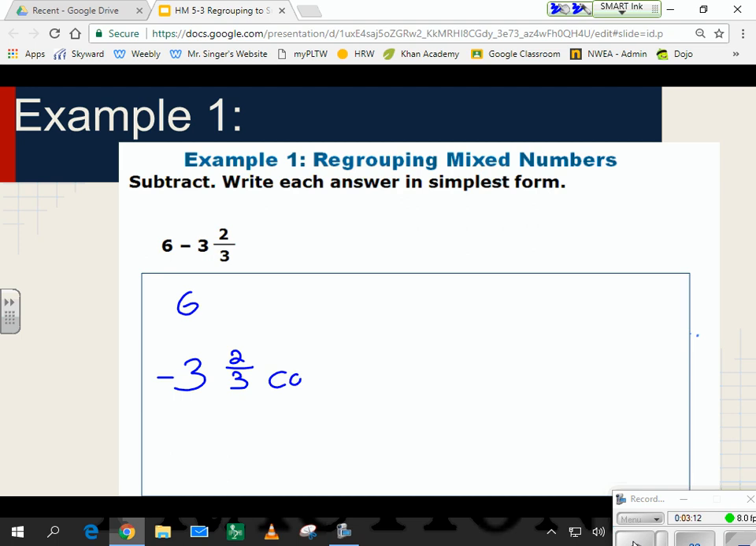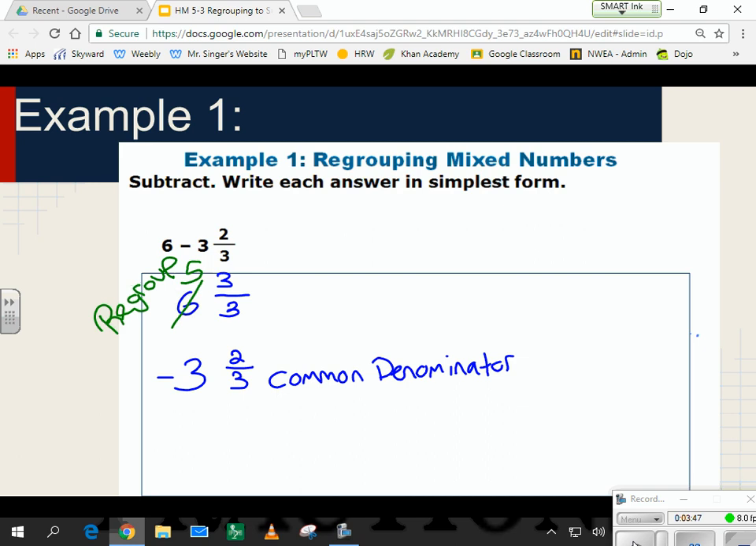Our common denominator is going to be a 3. So we're going to have to put a 3 here with the 6. So what's the best thing to do when you have a whole number is make one whole fraction. So how many thirds do we need to make one whole? That would be 3. Now, where did we get this 3/3 or one whole from? We regrouped from the whole number of 6. So 6 now becomes a 5.